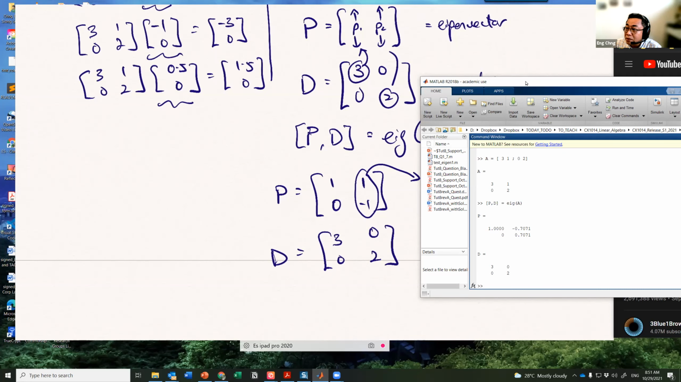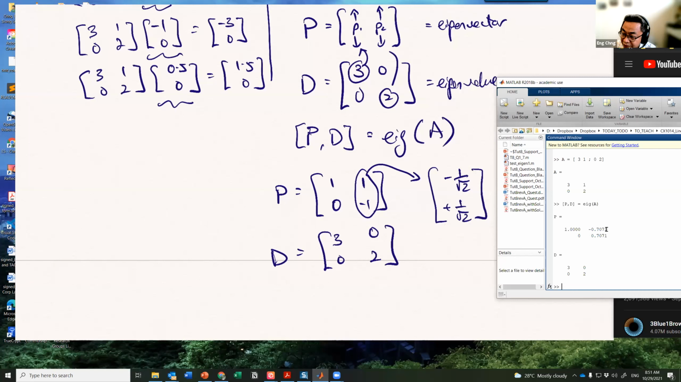Okay, so don't be confused when MATLAB gives you this answer, because this vector points to this direction. That's all, right? You can point to the opposite direction, but it's still along the same span. And then MATLAB gives you the normalized version of it. So that's the key difference.